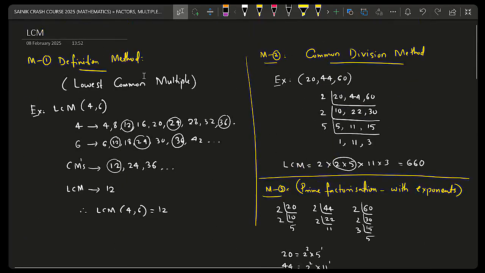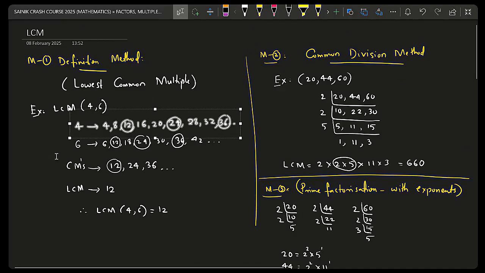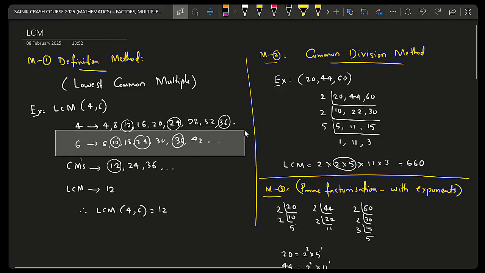The definition method is very simple, Lakshita. See, we want to find the LCM of 4 and 6, right? What are the multiples of 4 we can write? 4 ones are 4, 4 twos are 8, 4 threes are 12, etc. And what are the multiples of 6? 6 ones are 6, 6 twos are 12, 6 threes are 18. And round up the common multiples. 12, 12 common. 24, 24 common. 36, 36 common.